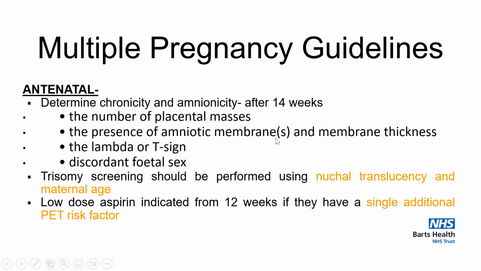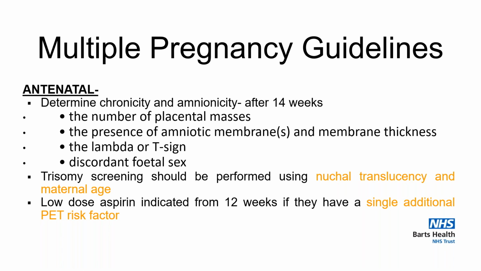Nowadays, you know that multiple pregnancy is a very common thing. The incidence is gradually increasing because the use of assisted reproductive techniques is also increasing. So when we diagnose a multiple pregnancy during our booking scan, it's very important to determine the chorionicity and the amnioticity. You can determine the chorionicity and the amnioticity after 14 weeks by seeing the number of placental masses, the presence of the amniotic membrane and membrane thickness, and also by seeing the lambda and the T sign.